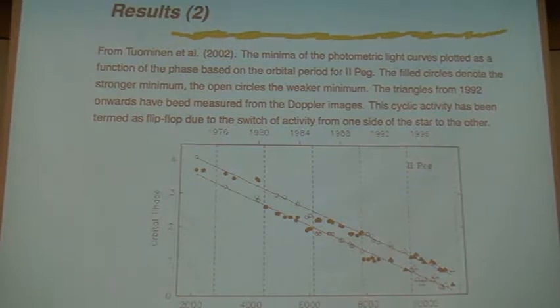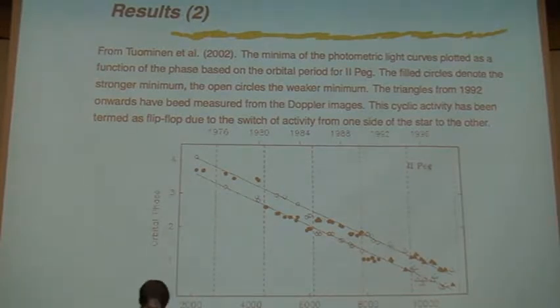And similar stuff has been seen also from Doppler images. The last points here are from Doppler images. So you actually see the spot and then you determine which one is the stronger and which one is the weaker. And then you can, in principle at least, see that there is a singular effect, which is called flip-flop. And this is interpreted to be something like the solar cycle.